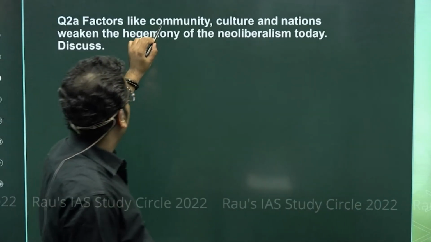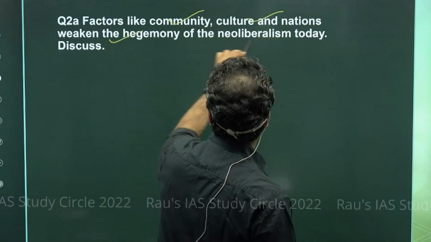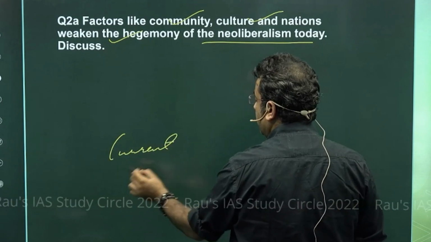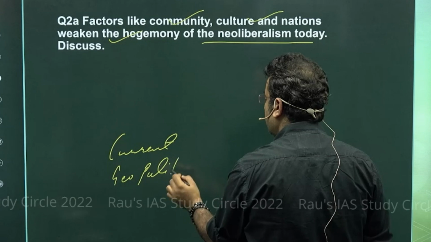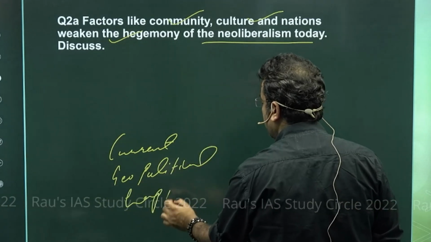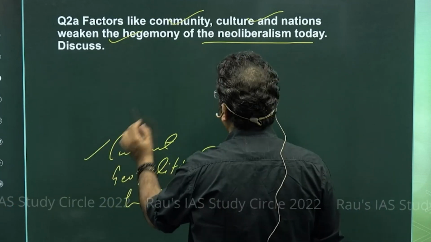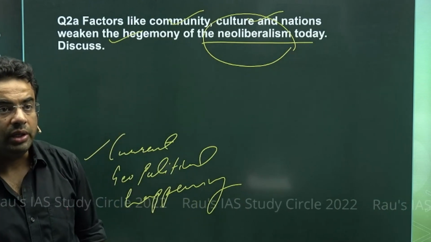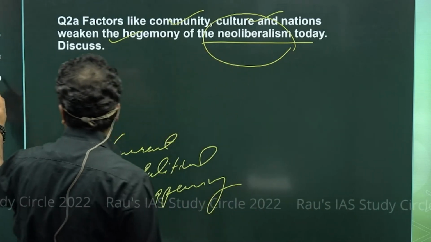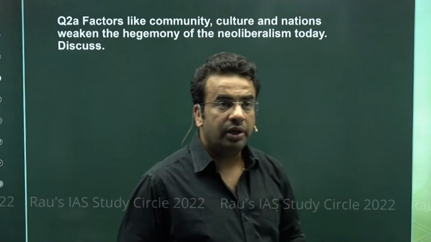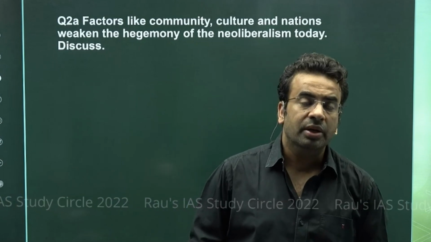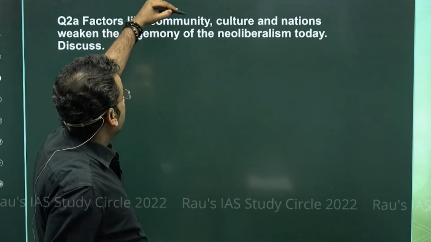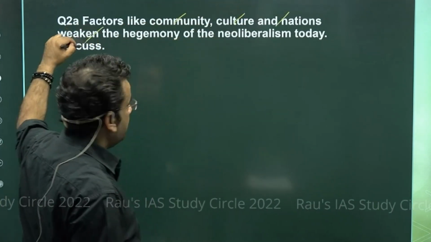Now this one: factors like community, culture, nation weaken the hegemony of neoliberalism. It requires information of the current geopolitical happenings. Why is neoliberalism weakened? What is weakening the forces of liberalism? I'm sure you are well aware of the different schools of liberalism: classical, welfare, neo, social. Why has neoliberalism weakened? Community, culture, and nation, right?